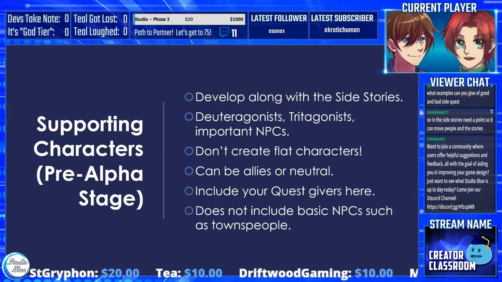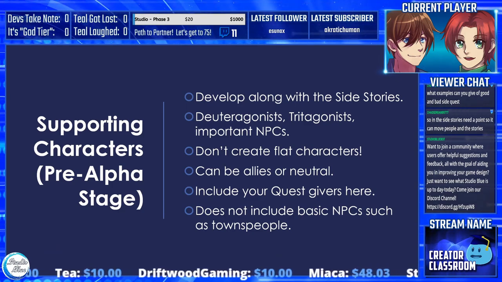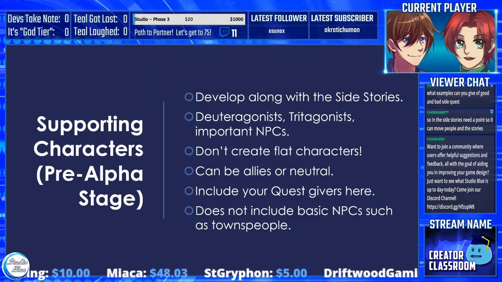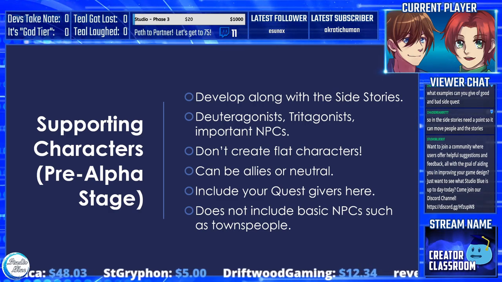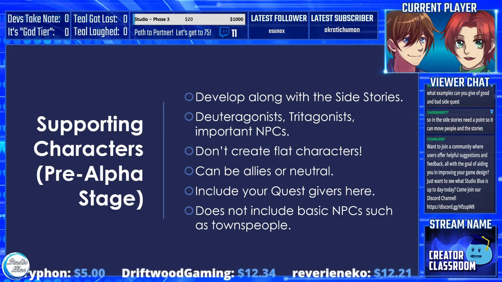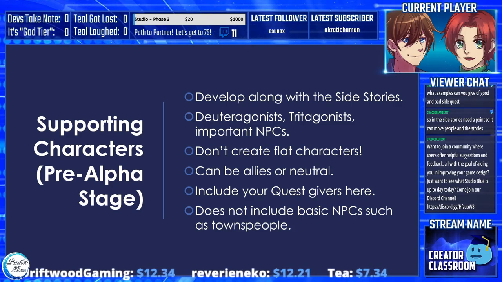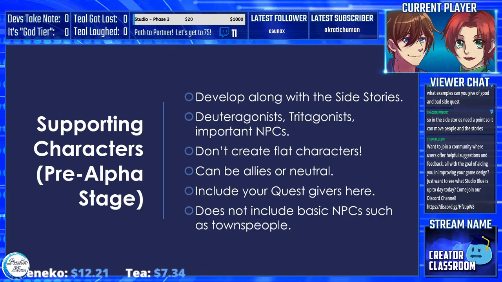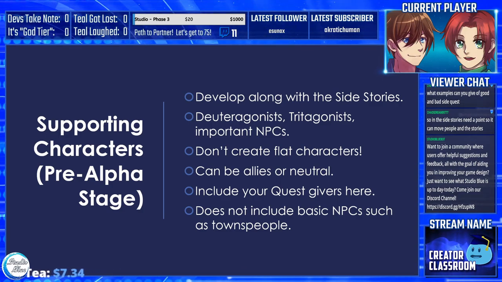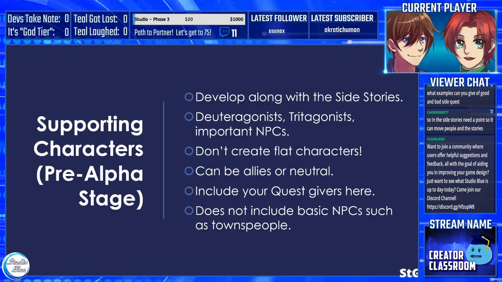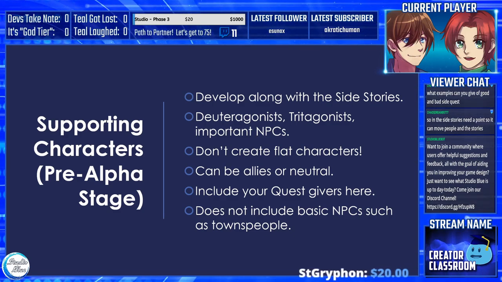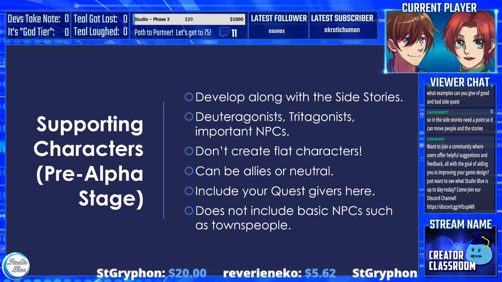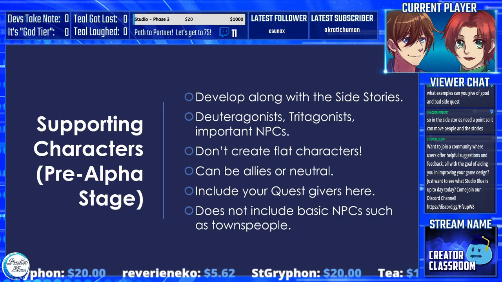Let's move on to supporting characters. Oh, yeah. You should develop these along with the side stories. Please do. These are your deuteragonists and tritagonists, along with other important non-playable characters. Every one of them should have the same level of development as the protagonist. Yes. Don't create flat characters. Please. They can be allies or neutral to the protagonist. Your quest givers should all be in here as well, hence why you create these along with the side stories. This does not include basic NPCs such as townspeople or random characters. You can create these now, up to and including in the beta stage.